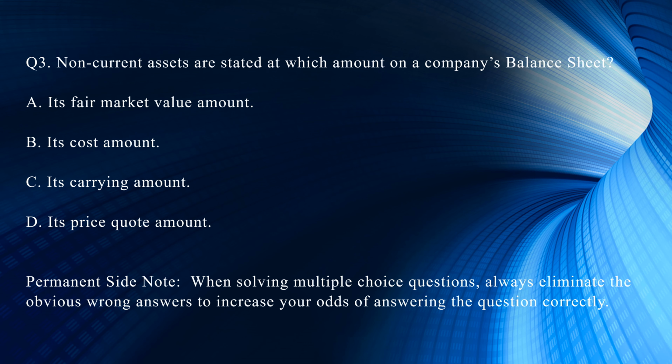Remember how we talked about C, the carrying amount of fixed assets or long-term assets is equivalent to the purchase price of the asset plus any capitalized additions minus any accumulated depreciation and minus any fixed asset impairment. So we know the answer to question 3 is C.